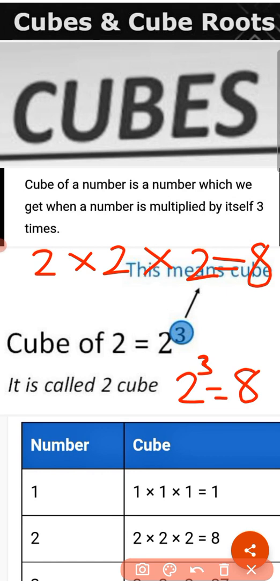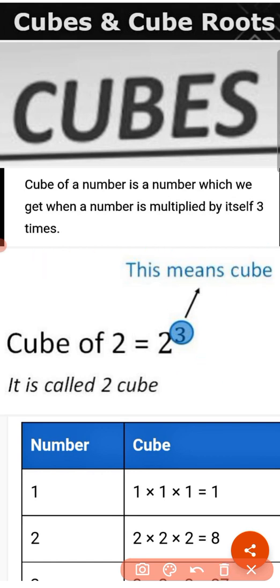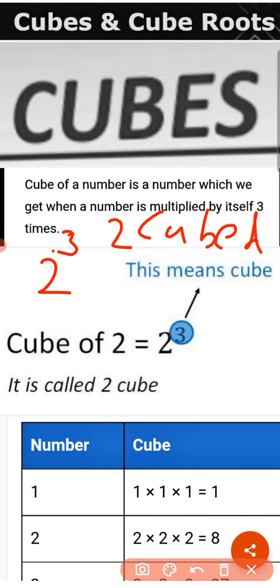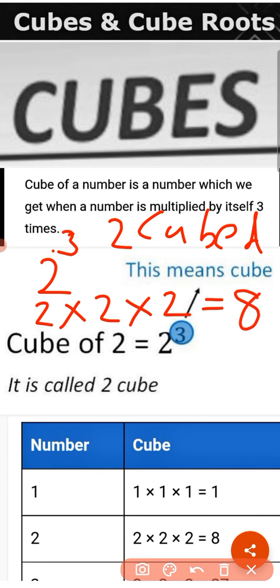Okay, how will we represent cube of a number? First write the number and write small 3 on the top of the number. Read it as 2 cubed or 2 cube. 2 cubed means 2 into 2 into 2, which is equal to 8. Okay.